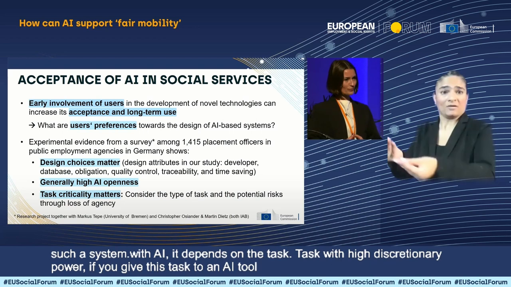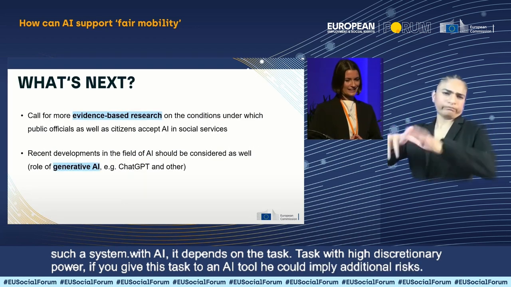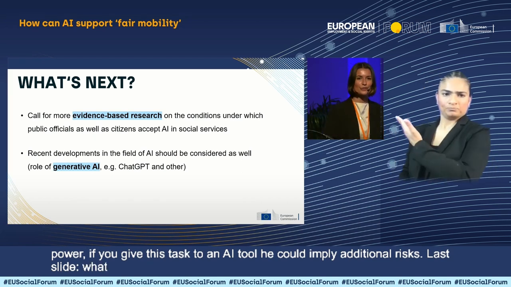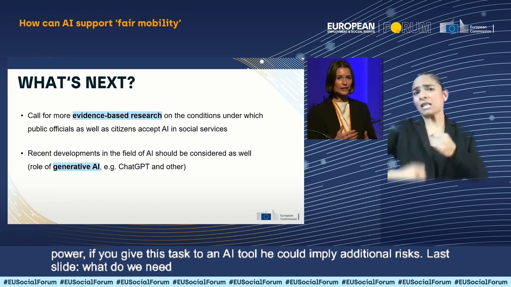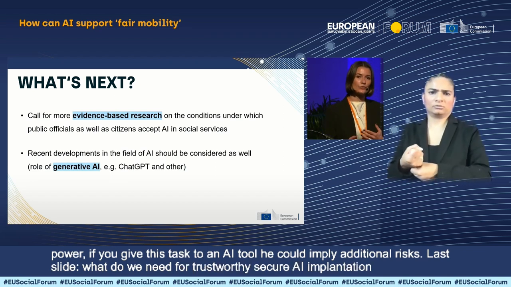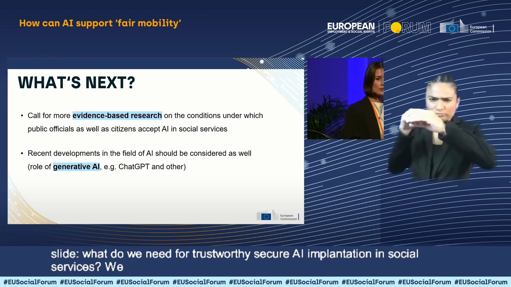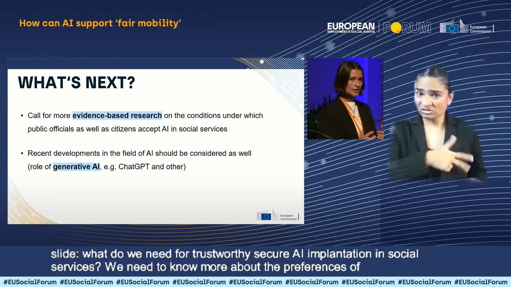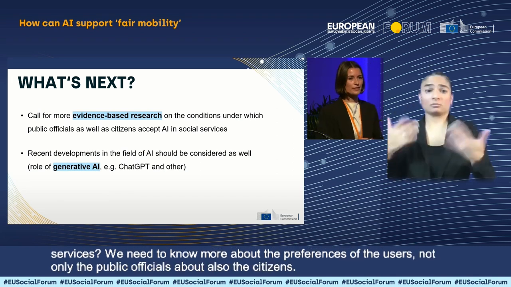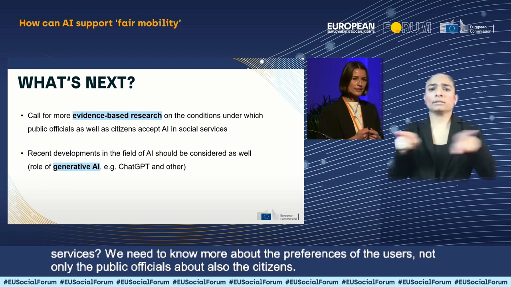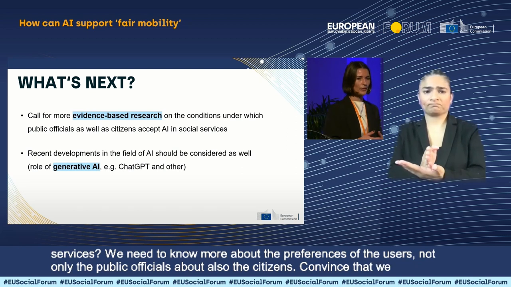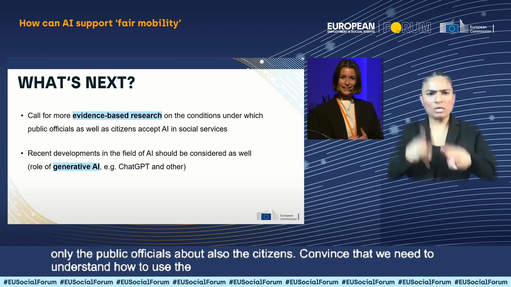Please switch to my last slide. So what do we need for a good, trustworthy, secure, and really good AI implementation in social services? We definitely need to know more about the preferences of the users, which are not only the public officials, but also the citizens. And I'm also convinced that we need to urgently understand how we can use the advantages of generative AI without infringing privacy. Thanks a lot.